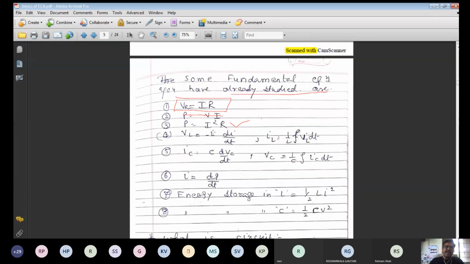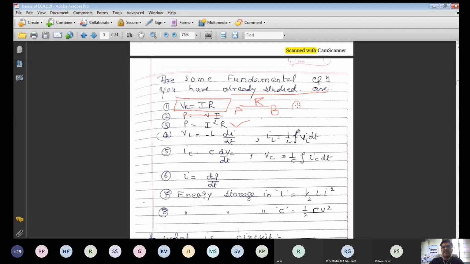Now if we connect an inductor in the circuit, there is an interesting point. Suppose we have a wire like this, with two points A and B, right? This wire, if you calculate, its resistance is known as R.